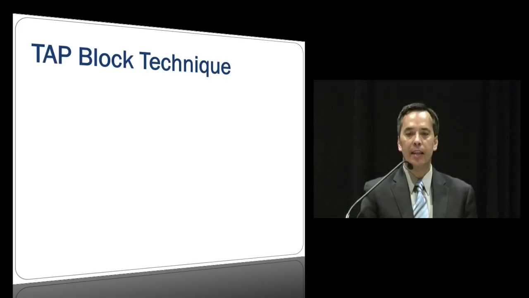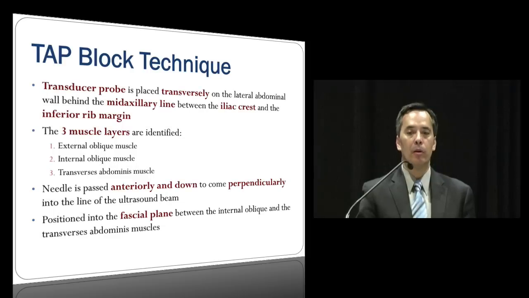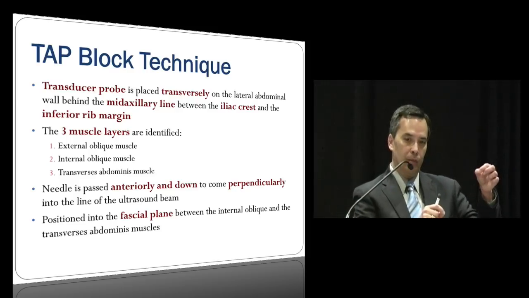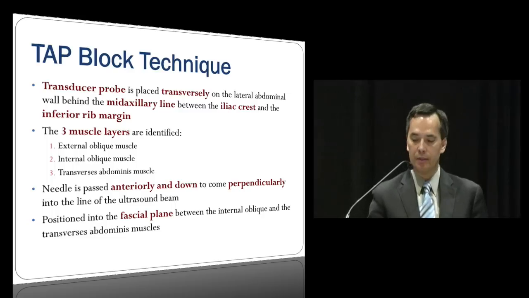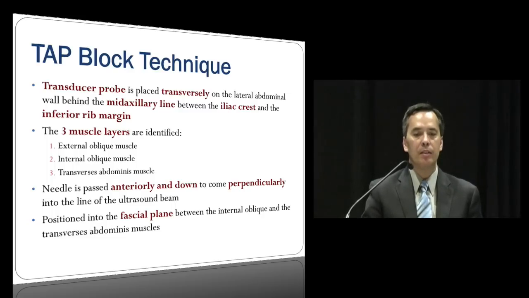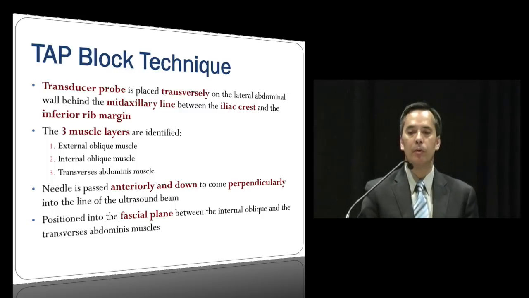So as far as the technique, you want to put the transducer probe transversely on the lateral abdominal wall, right in behind the mid-axillary line between the iliac crest and the inferior rib margins. You identify the 3 same layers and also the bowels, and you want the needle passed anteriorly and down, and it comes perpendicular into where the probe angle is. I'll show you a nice slide. And it's positioned into the fascial plane between the internal oblique and the transversus abdominis.